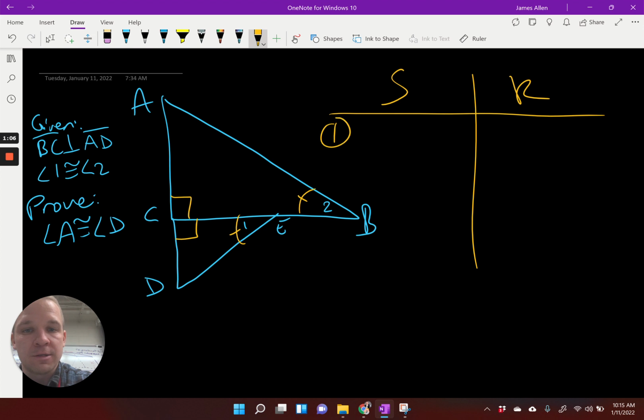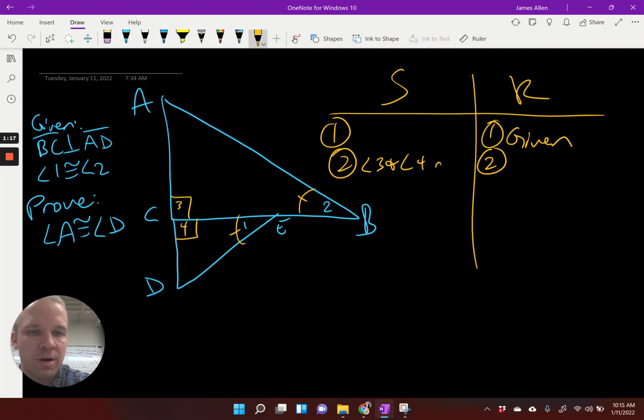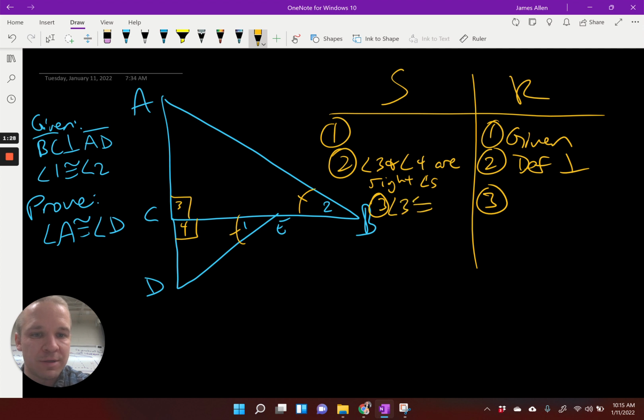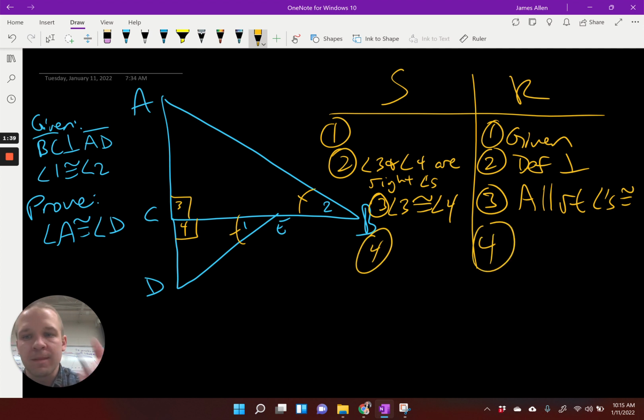Let's write it up. So I got my given. Then I've got my right angles first. How about I call these 3 and 4 for a little less writing here? Angle 3 and angle 4 are right angles, and that would be because of the definition of perpendicular. Step 3, I can state that angle 3 is congruent to angle 4 because all right angles are congruent. And then number 4 here, no choice theorem. Angle A is congruent to angle D for my proof. No choice theorem. That's it.